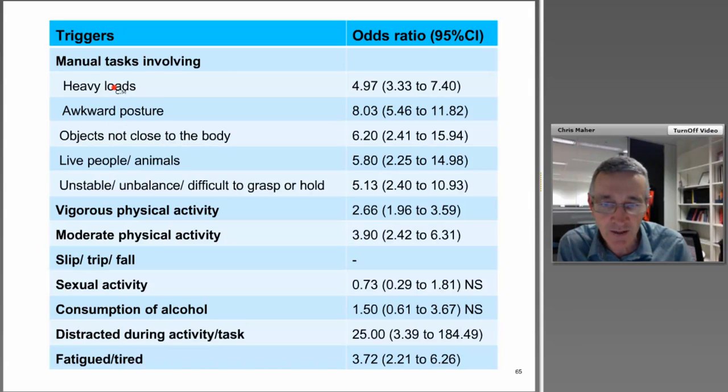Some of them, I guess you would have thought about, but some of them probably not. So things like loads that are difficult to grasp or hold, the odds ratio is really quite high for that. The one which I think is really quite interesting is that if you're distracted during an activity or task, the odds ratio is really huge. It goes up to 25. The good news is that we found that these two risk factors were not significant, which was fortuitous for us, because if we'd found that they were harmful, it would have left us with a really hard public health message to sell, probably in Australia at least.